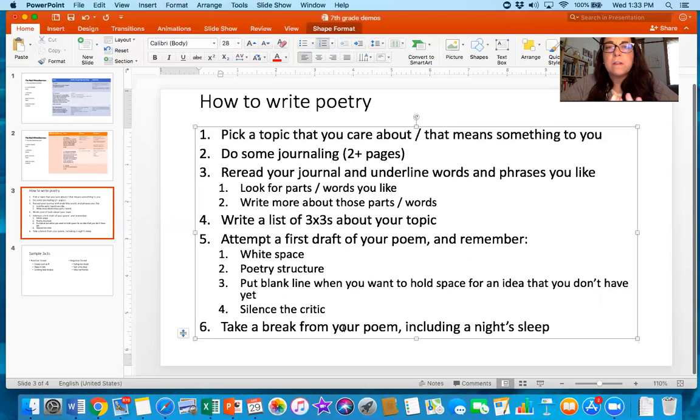The biggest piece of advice when you're journaling, when you're writing 3x3s, when you're writing a first draft: silence the critic in your head that is telling you it's not good enough. It is great. A first draft is amazing, no matter how it looks, no matter how it turns out. Because if you think of a first draft of a poem like Play-Doh, you make something with clay or Play-Doh, but then you can remold it and reshape it and make it better as you go. So I hope this was a helpful way to think about starting to write poetry.